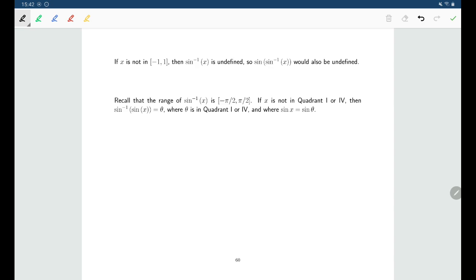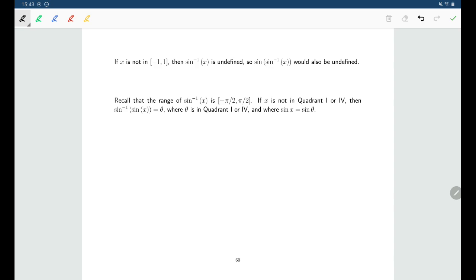Now, if we're thinking about something like sine composed with sine inverse, if sine inverse is undefined, then sine composed with sine inverse would also be undefined. So if we know that, for example, sine inverse of 2 does not exist, it's undefined, then neither does sine of sine inverse of 2, also would be undefined.